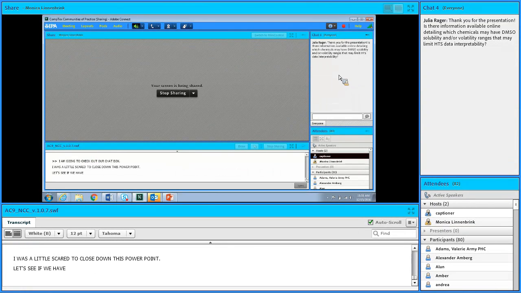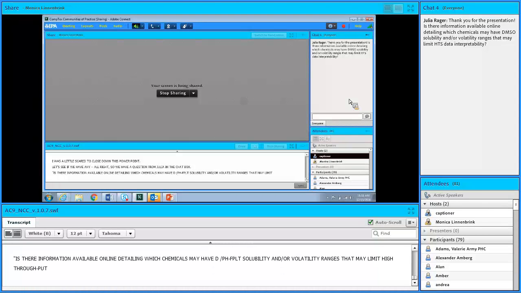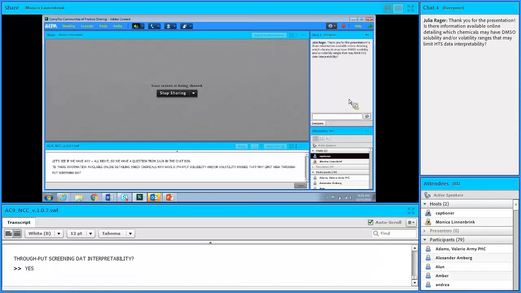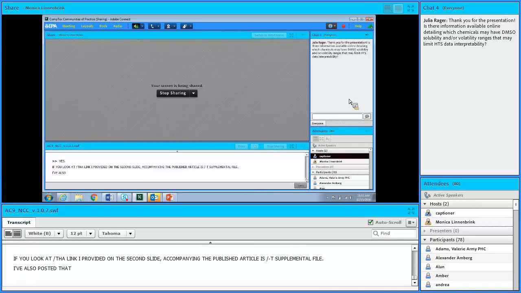All right, so we have a question from Julia in the chat box. Is there information available online detailing which chemicals may have DMSO solubility and/or volatility ranges that may limit high-throughput screening data interpretability? Yes. If you look at that link I provided on the second slide, accompanying the published article is a supplemental file. I've also posted that on the DSSTox FTP site, which you can access from the link provided. I believe I put the FTP site there as well.